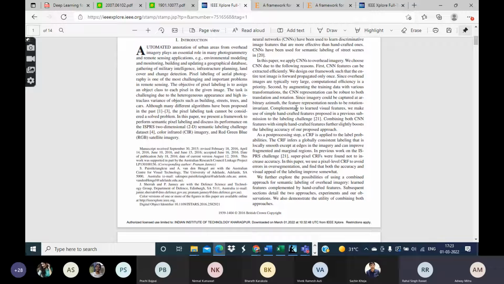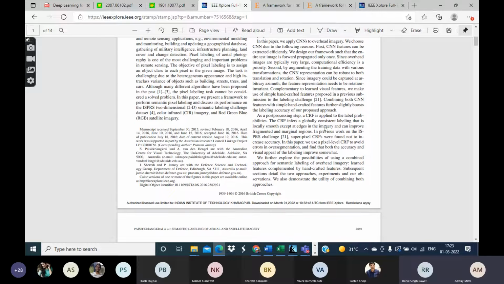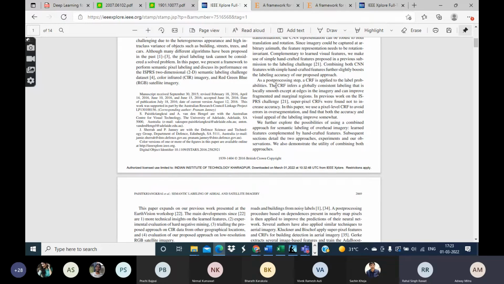Complementary to learned visual features, we make use of simple handcrafted features proposed by previous submissions. Combining both CNN features and simple handcrafted features slightly boosts the accuracy. Now, as a post-processing step, a CRF, a conditional random field, is applied to the label probabilities. The CNN will give you, at every pixel, the probabilities of that pixel belonging to the different classes.